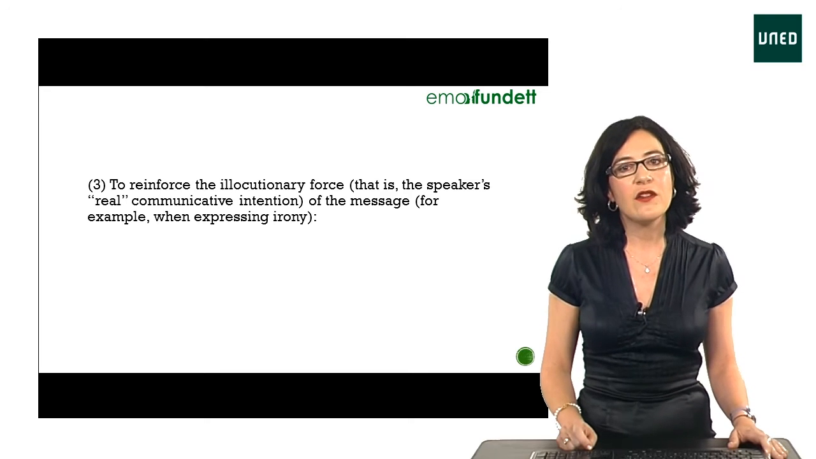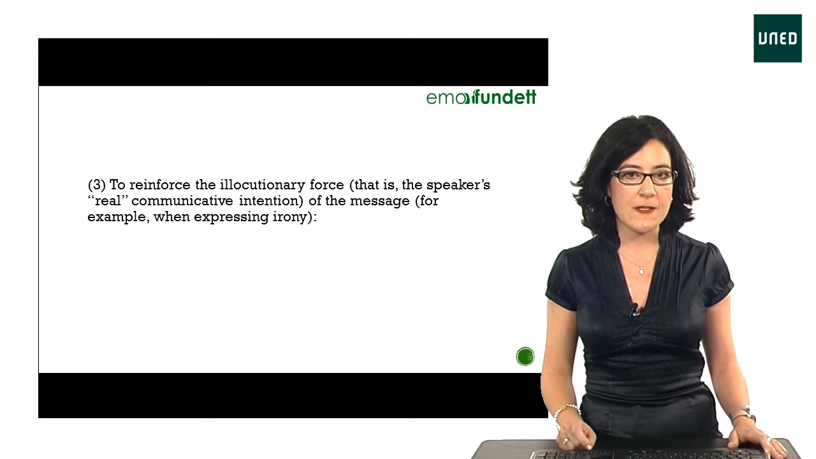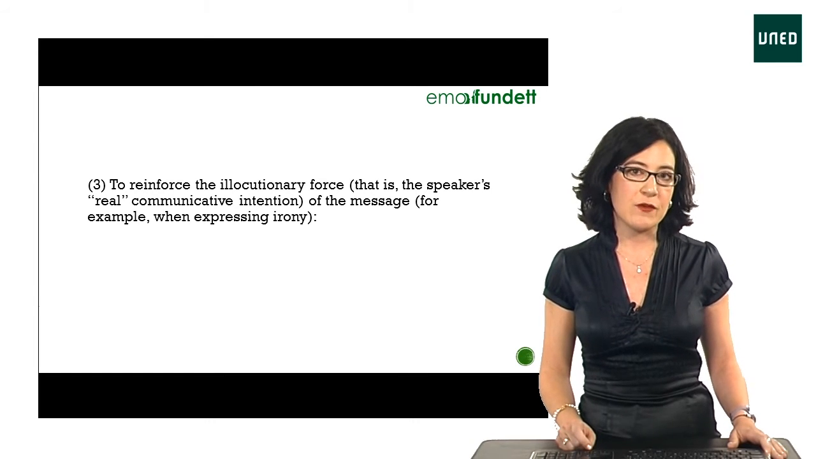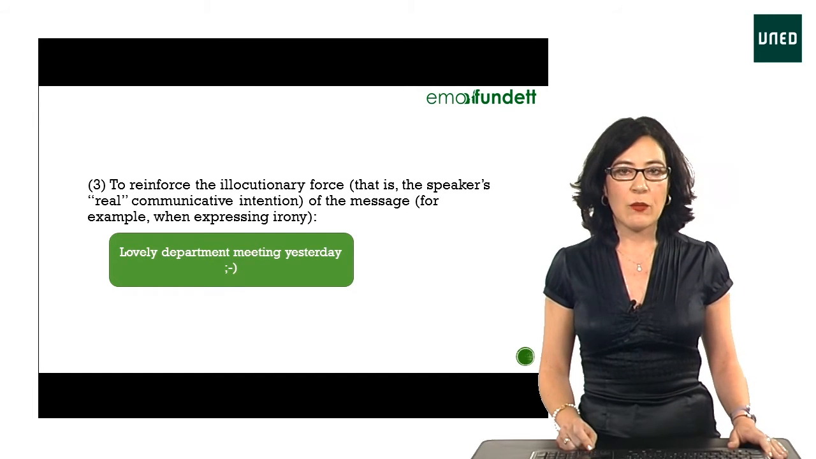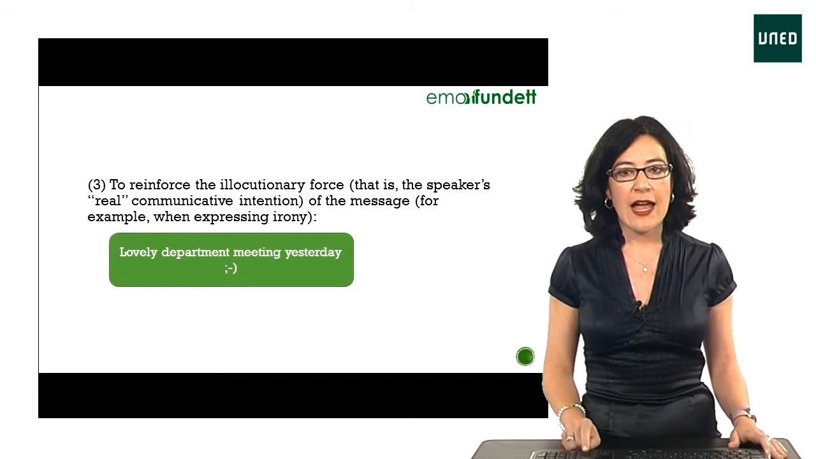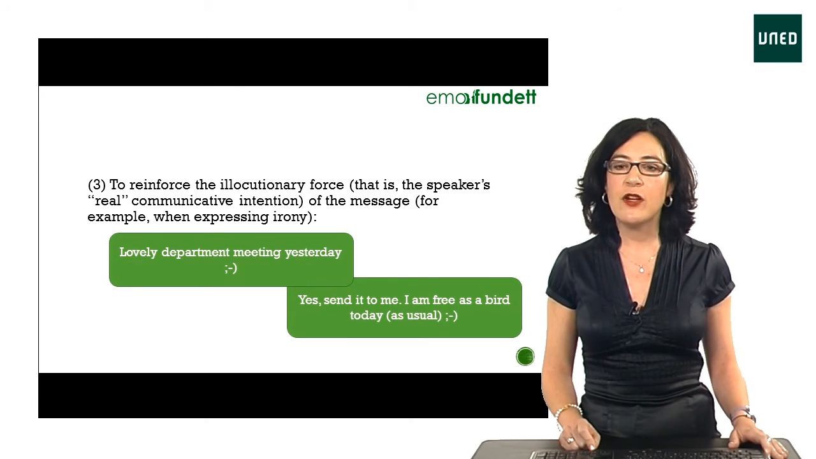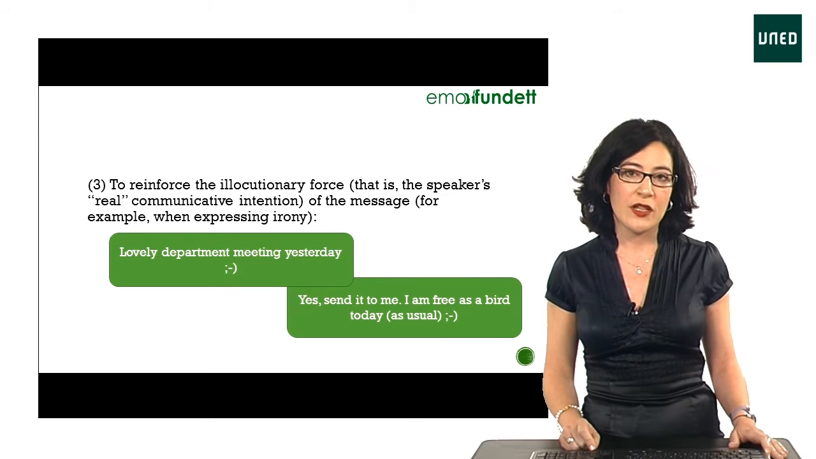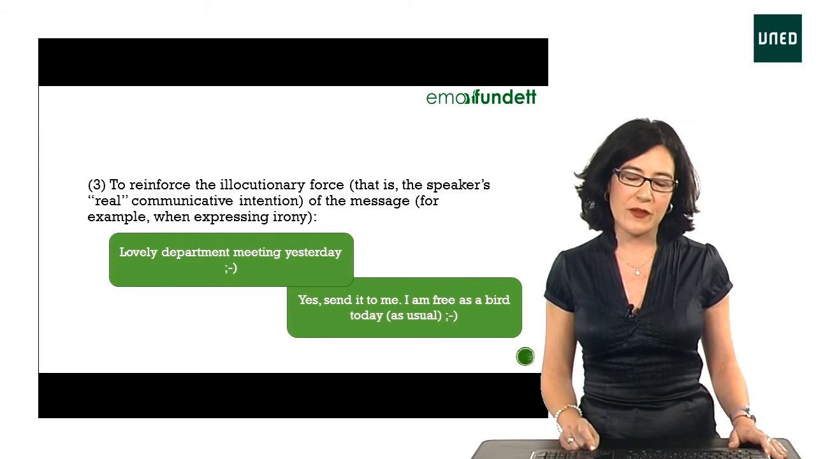And finally, we can also use them to reinforce the real communicative intention of the speaker, what we call the illocutionary force in pragmatics. For example, as we said before, when expressing irony. So this example that we have already seen before, and a new one like, yes, send it to me, I am as free as a bird today as usual, which means just the opposite, implying that she's very busy, as she always is, right?